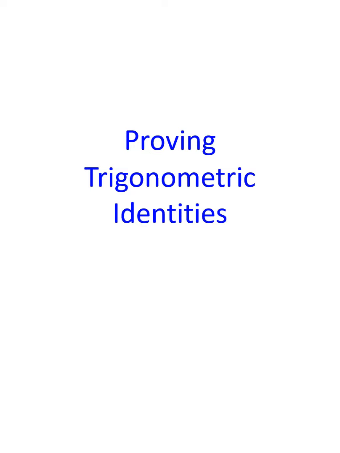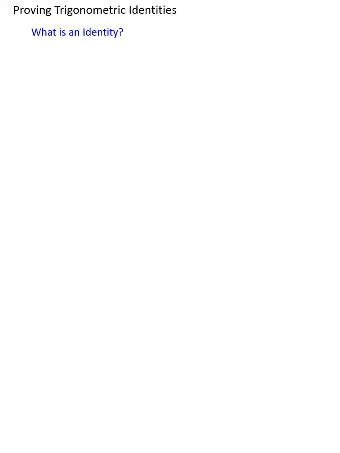Welcome to the video on proving trigonometric identities. Let's start by addressing what is an identity. Here's an example of an identity. Obviously there's no trigonometry in it, but it's an identity nonetheless.